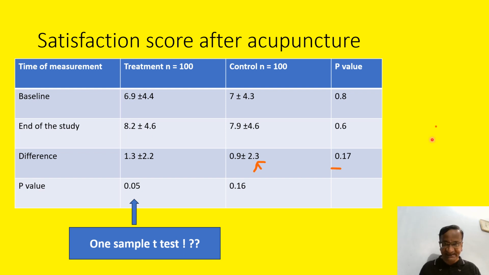This is a 1 sample t-test, and you see here the mean and the standard deviation. Now, if you want to see the difference between the two, the p-value is only 0.17. That is why we should say that the satisfaction score after acupuncture is not significant.